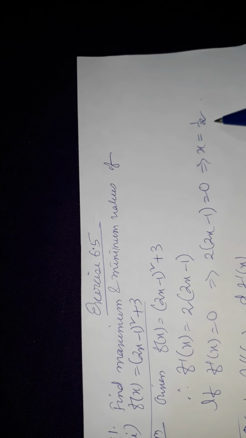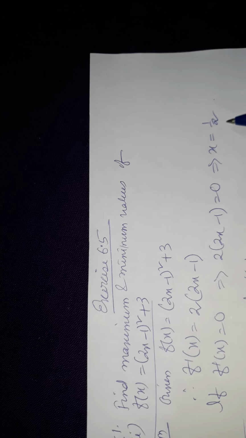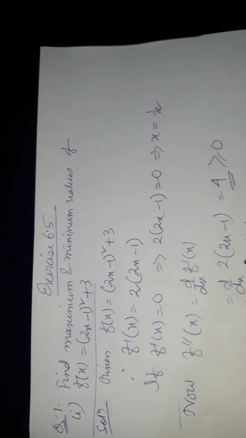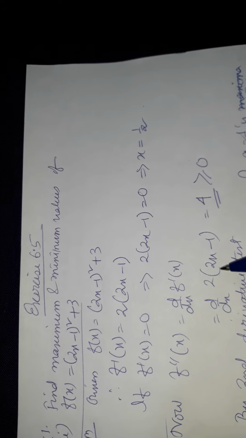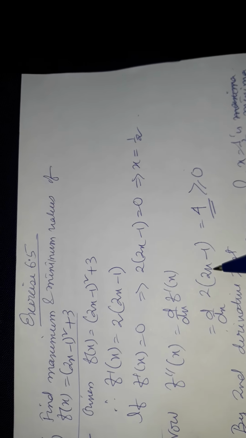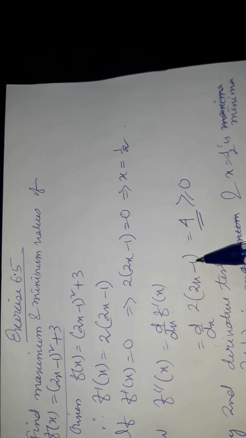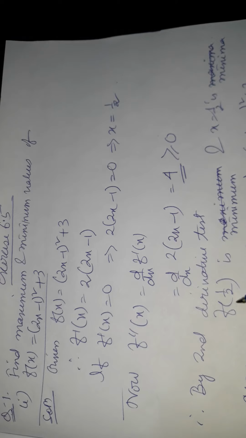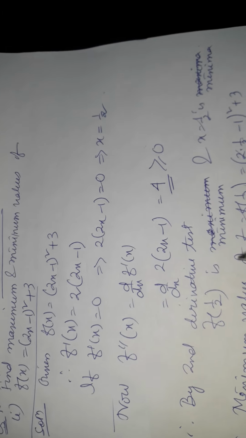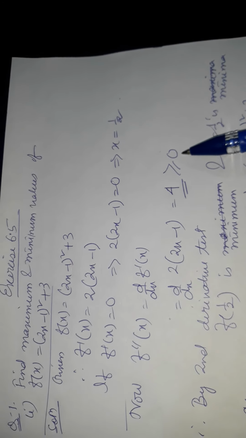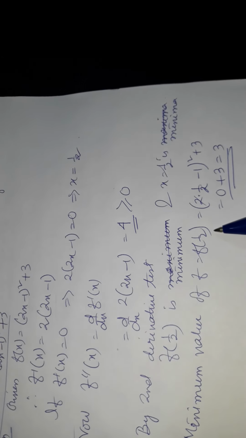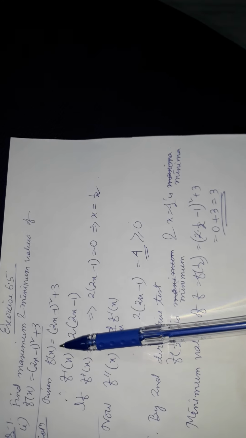This x equal to half can be called maxima or minima according to whether f(half) is maximum or minimum. Now the second derivative: if we differentiate d/dx of 2(2x minus 1), multiplying out gives 4x minus 2, and the differentiation is 4. 4 is positive for any value of x. So by the second derivative test, at x equal to half it will be minimum, because positive means minimum, and the value of x is called minima. Then the minimum value of f is f(half). If we put half in this, then we will get f(half) as 3, which is called the minimum value.